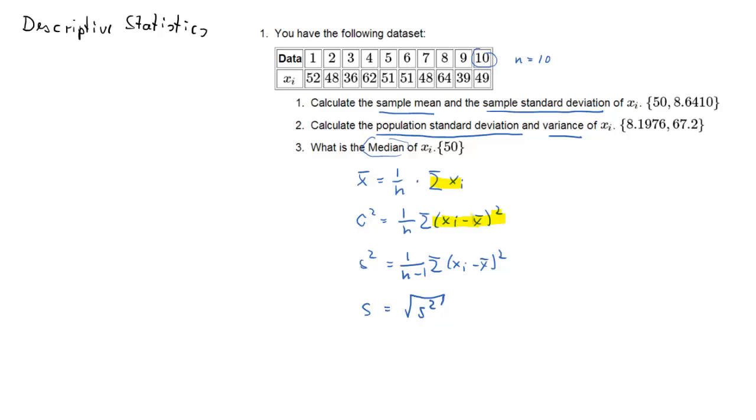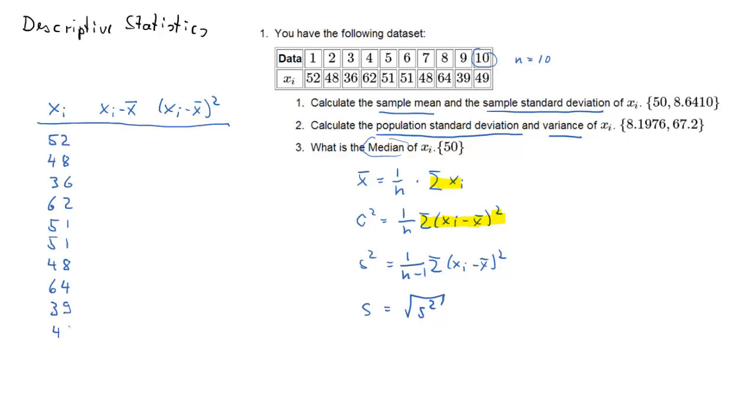So we need to calculate the sum of xi and the sum of xi minus x bar squared. We'll do that in a tabular form, and frankly that's the only way if you have to do it by hand. Everything else is you trying to cheat yourself and it's going to fail. So here we go. First we write down all the observations. So it's 10, watch out, there are 51s right next to each other, but we need them.